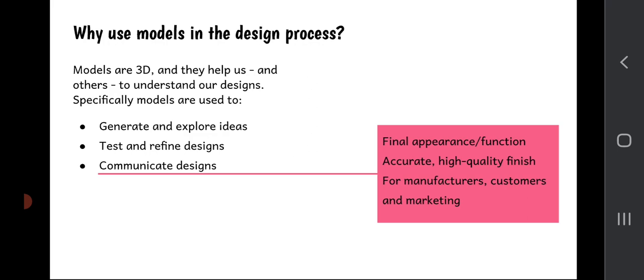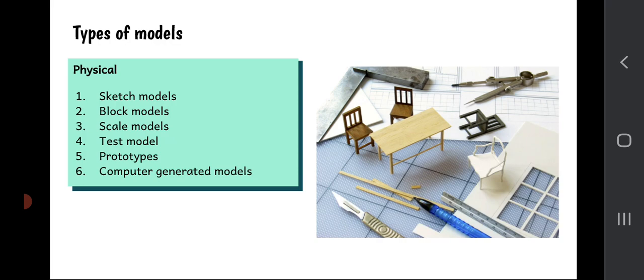Those 3 bullet points there, generate and explore ideas, test and refine designs, and communicate designs, are the scaffolding around which you can answer any exam question about model making. And we'll cover some more of that later on. We're going to look at 6 model types in total: sketch models, block models, scale models, test models, prototypes, and computer generated models. Let's take a look at each of those in turn and start off with the sketch model.